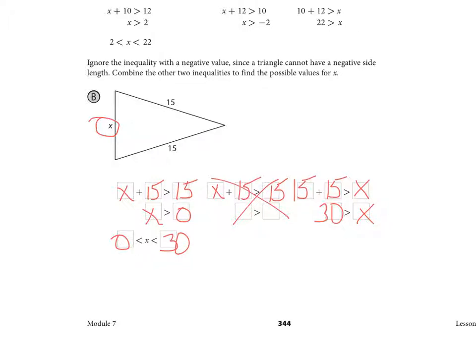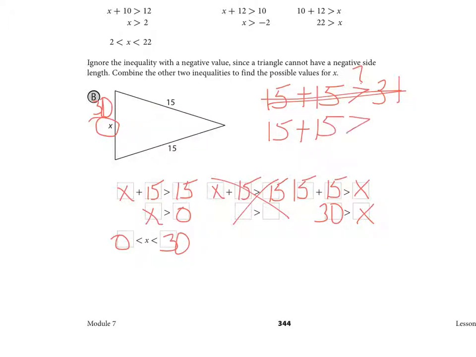Now, let's figure that out. Why does this have to be less than 30? Well, if we put 31 in here, is 15 plus 15 greater than 31? No, it's not, is it? That's why 31 won't work. Let's try 30. 15 plus 15 greater than 30? No. That's why it says x has to be less than 30. Okay, so turn the page.